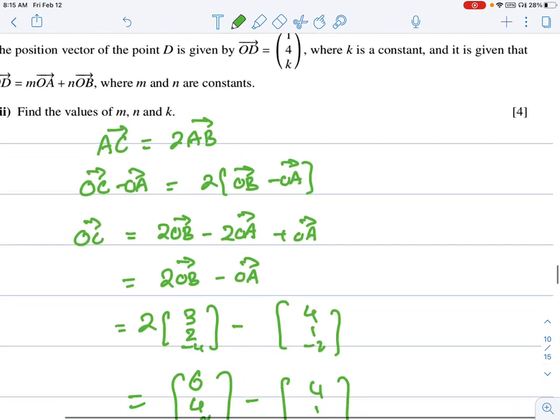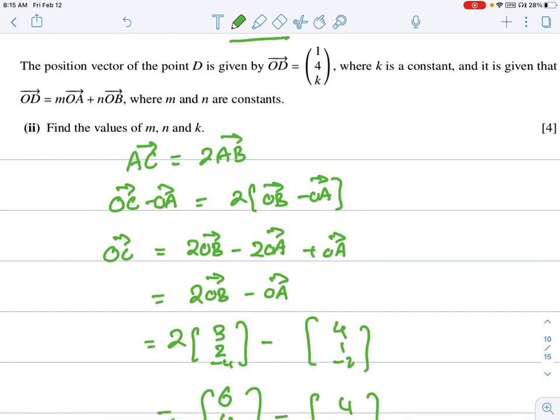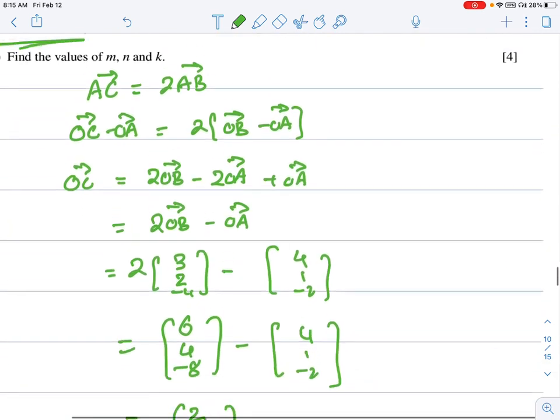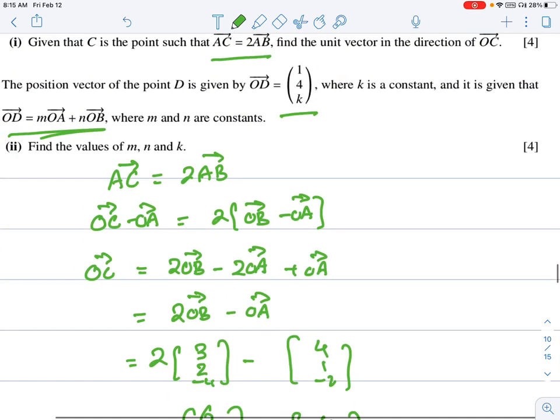Now coming to the next part of the question. The position vector D is given such that k is a constant. It is given that OD is equal to m times OA plus n times OB. Find the values of m, n and k. Okay, so let us start. OD equals m times OA plus n times OB.